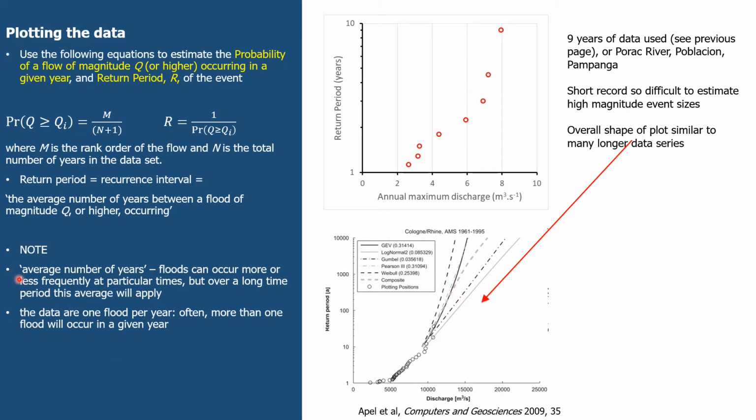Two points to remember. The recurrence interval or return period is the average number of years. Floods sometimes occur more frequently or sometimes less frequently, depending on when we collect our data. Over a long time period, how long is long, we'll come back to. The average is what we're looking for. And the data again assume one flood per year. We're looking for the biggest flood in a given year. It's important that we remember that.